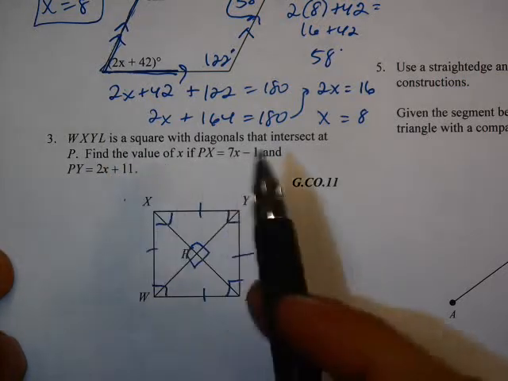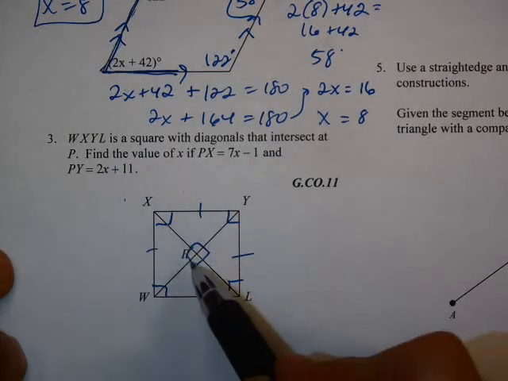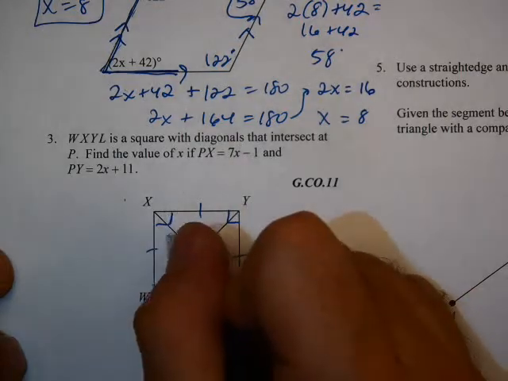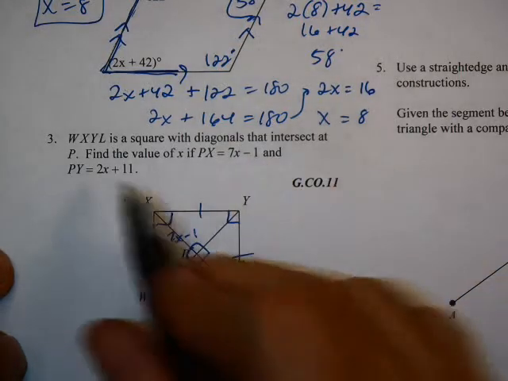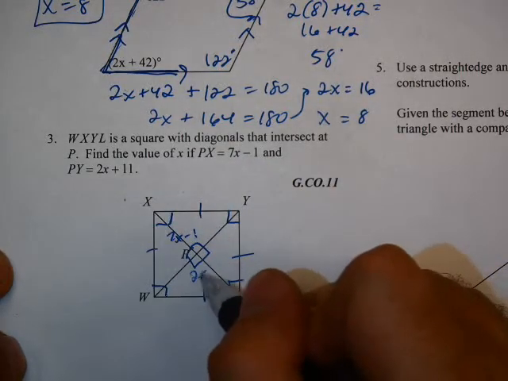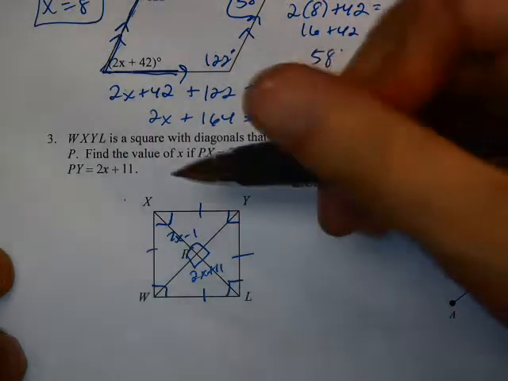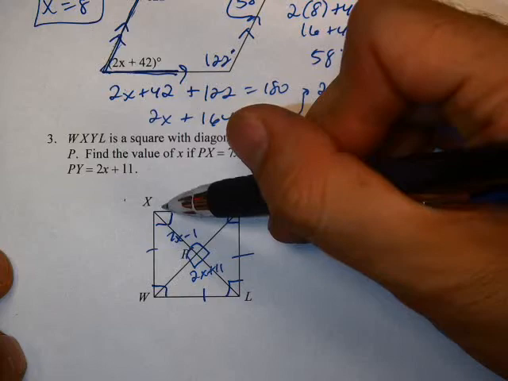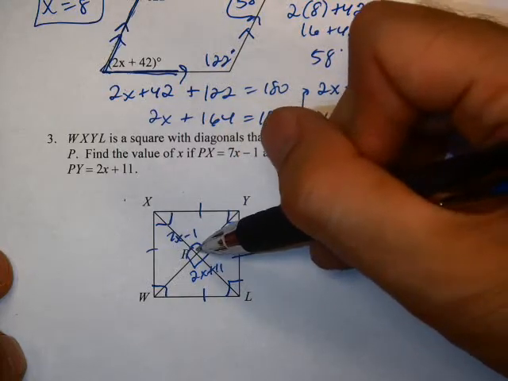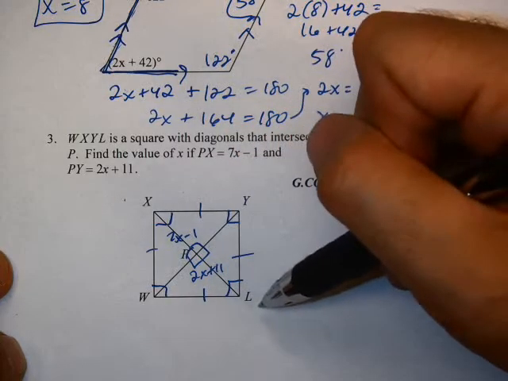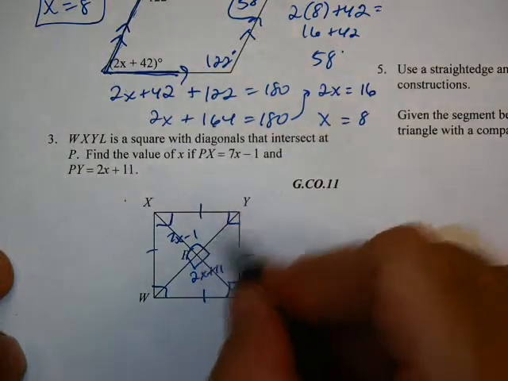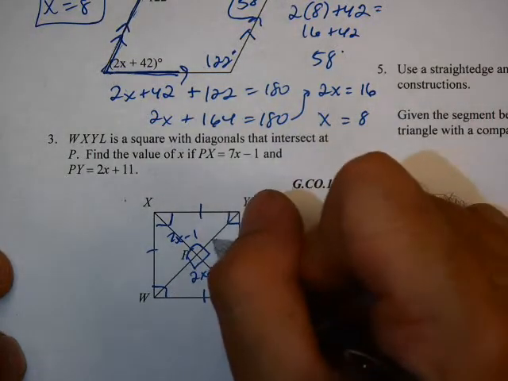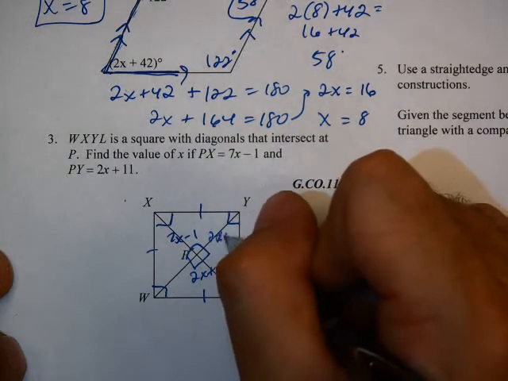Find the value of x if PX is 7x minus 1, and PY is 2x plus 11. Now when they say PX, they're just saying the distance from this point P to the corner X, and PY is the distance from point P to Y, or I'm sorry, Y down there. Oh, I labeled that in the wrong spot, so that's 2x plus 11.